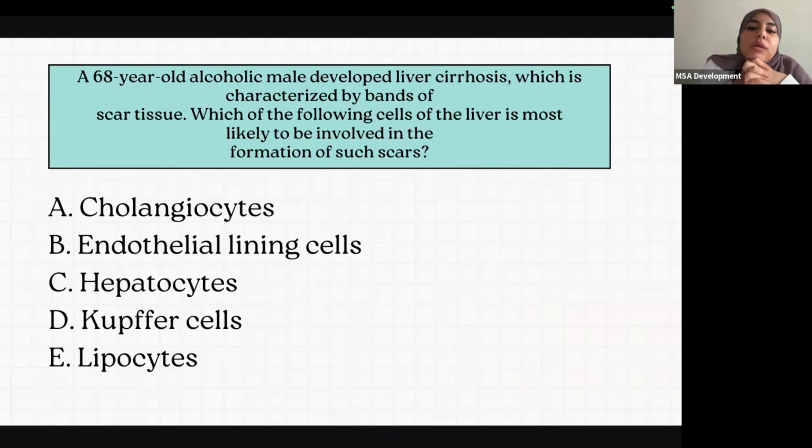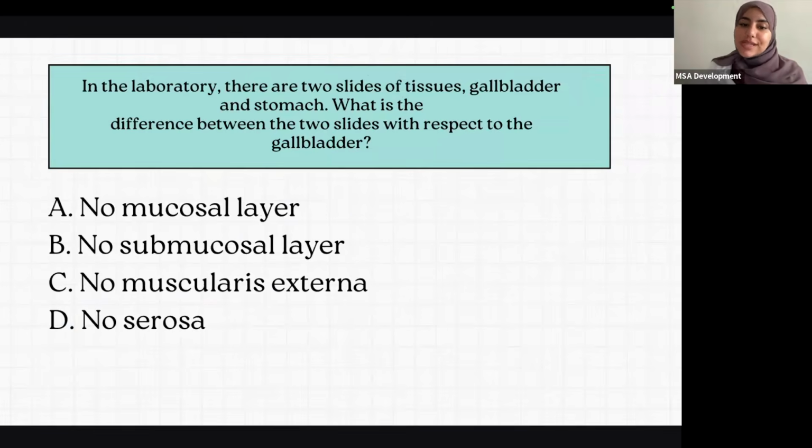A 68-year-old alcoholic male developed liver cirrhosis, which is characterized by bands of scar tissue. Which of the following cells was most likely involved in that process? You may not know what this word is. Lipocytes are another word for Ito cells, which is another word for stellate cells. I know it's really annoying, but you can do this by elimination. Kupffer cells have nothing to do with liver cirrhosis. Hepatocytes, nothing to do with it. Endothelial lining cells, what does that even mean? That's so vague. And cholangiocytes aren't even involved in this. So that's why it's lipocytes.